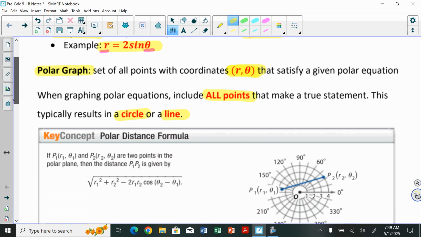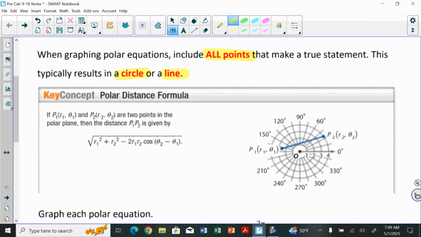Another concept we're going to talk about is the polar distance formula. If we've got, say, P1, which is (r1, theta 1) in the example, and we've got P2, which is (r2, theta 2) over here, we can find the distance between those two. This distance would be given by this formula right here.